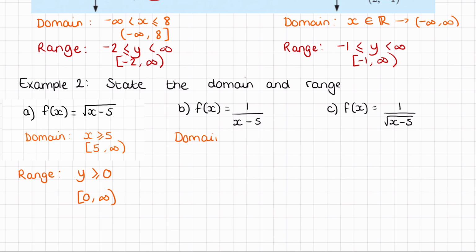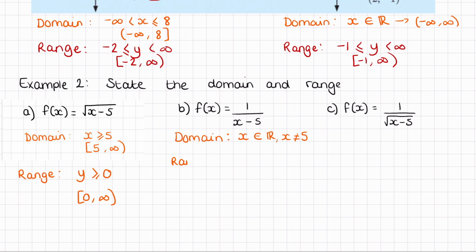B, 1 on x minus 5, our domain. So what values can we put in for x? The main thing you have to notice here is that you cannot divide by 0. So x can be any number, just not 5, because if x was 5, it would be 5 minus 5, which is 0. So we can write that as x has to be an element of real numbers, which is true, but x cannot equal 5.